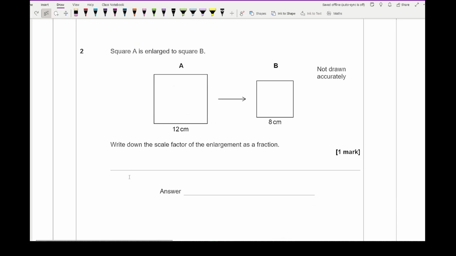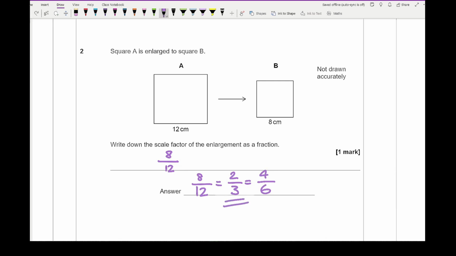Moving on to question 2, it says square A is enlarged to square B. Write down the scale factor of the enlargement as a fraction. So to work out the scale factor, it's the side on the new shape, which in this case is B, so that's going to be 8, over the corresponding side in the original shape, which is A, and that's got a side of 12. So all we then need to do is write 8 over 12, and we can simplify that, which simplifies to 2/3, or you could write 4 over 6.